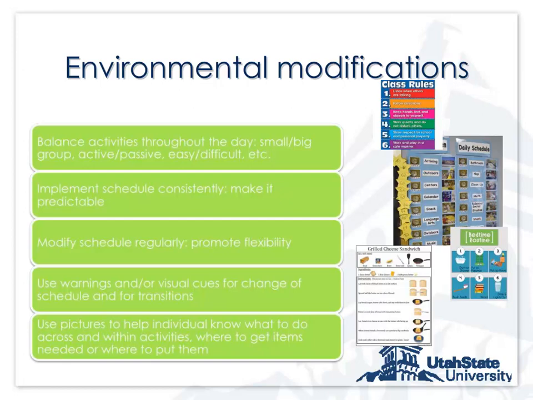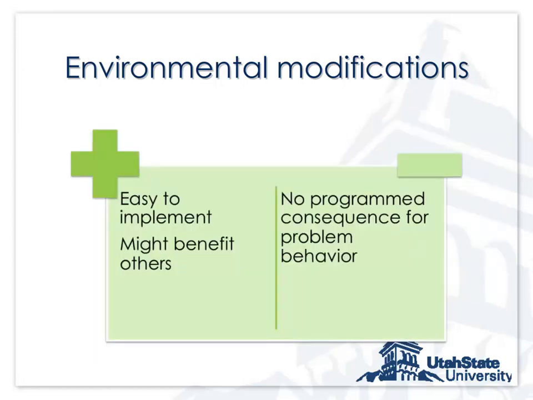Use visual cues and warnings for transitions. Using pictures can also be helpful to let individuals know what to do across and within activities. Environmental modifications are easy to implement and may be beneficial for the individuals with whom you are working. However, since there is no programmed consequence for problem behavior, it may be useful to combine this with other interventions.